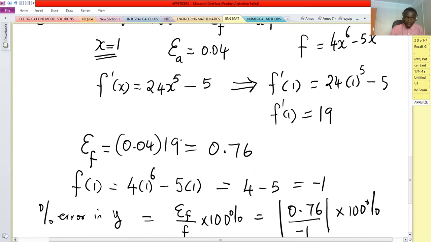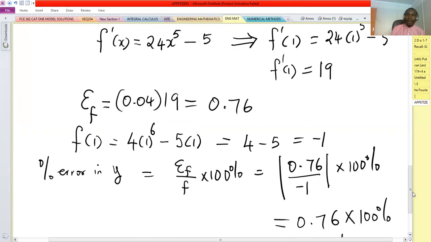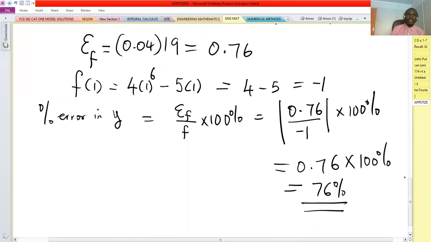Now, the next thing, we need to find the value of the function at 1, which is 4 times 1 raised to power 6 minus 5 times 1, which is minus 1. And then by definition, percentage error is given by error in the function over the true value of the function times 100%. Because the value of the function at x equals 1 is negative, we take the absolute value and then multiply by 100%. When you simplify, you get 76%. So that's the solution to appetizer 1.